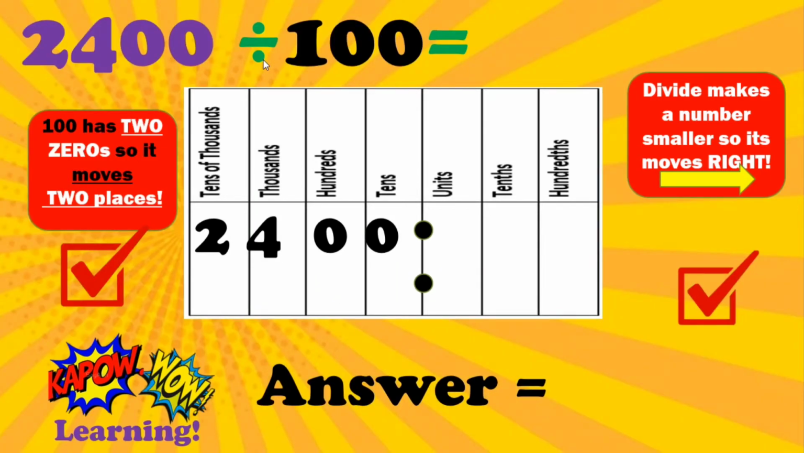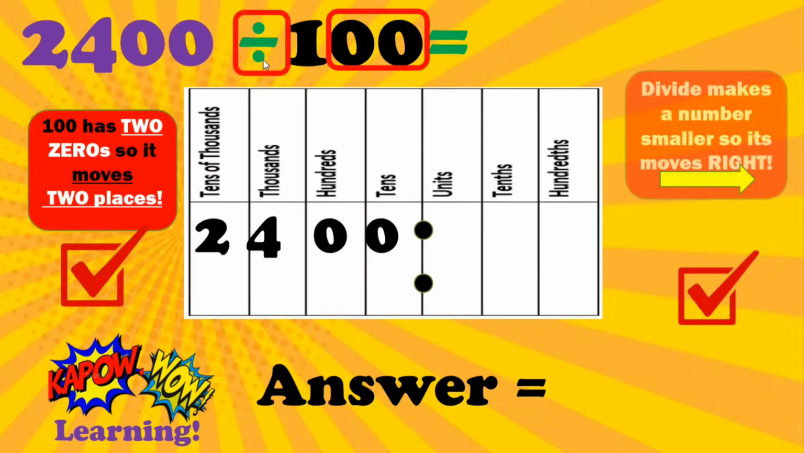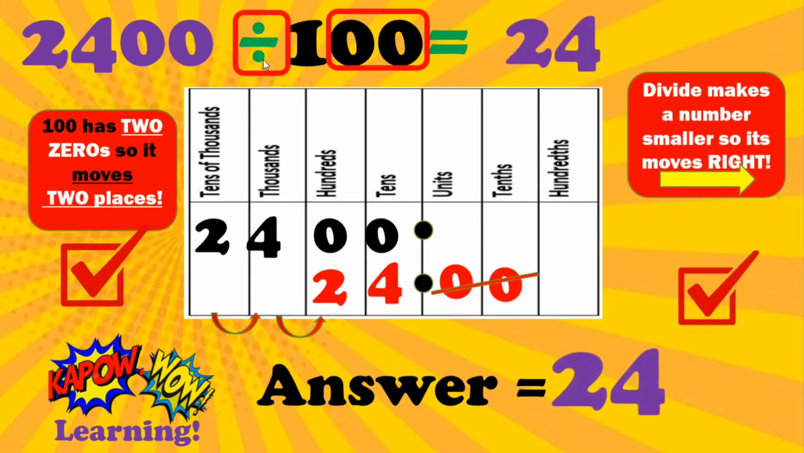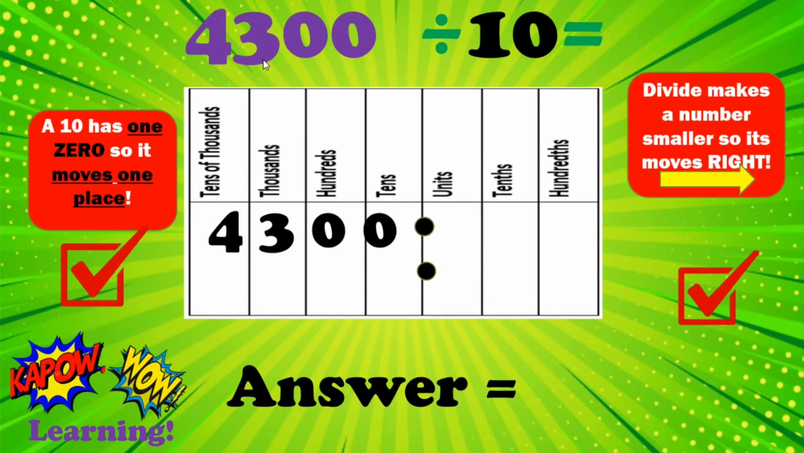Let's move on to the next question. 2,400 divided by 100. So this time we've got 100, but 100 has 2 zeros, so it moves 2 places, and dividing makes a number smaller, so it moves to the right. So we're going to move 2 places to the right. Okay, so let's put the 2, the 4, the 0, and the 0 there. But we're going to cross them out because they are zeros. They have no value. So the answer is 24. Kapow! Let's go. You can pause this, see if you get it correct.